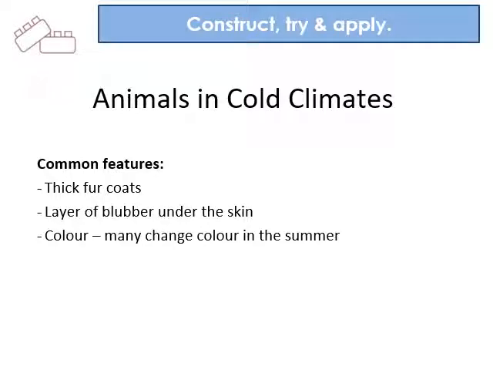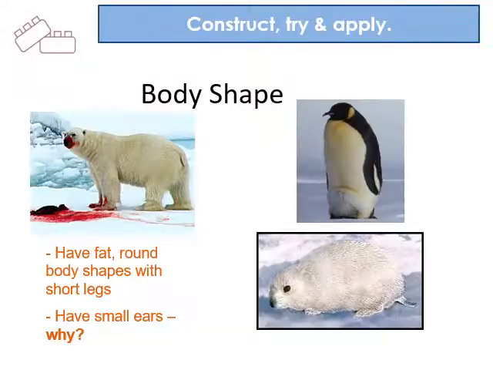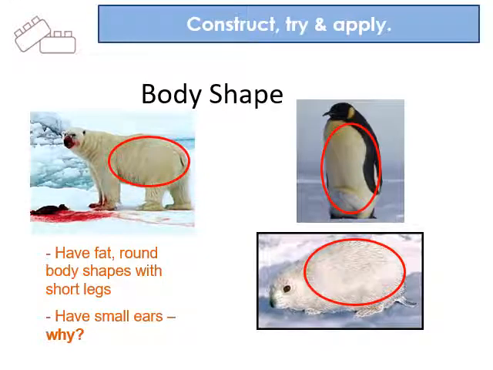Animals in cold climates often have some common features. Some of the features you might have identified include thick fur coats, a layer of blubber under the skin, and their colour, which often changes in summer. But what about their body shape and surface area? Animals that live in cold climates often have a fat, round body shape with far shorter legs and small ears. Why do you think that might be? Write down your answer to this question now.